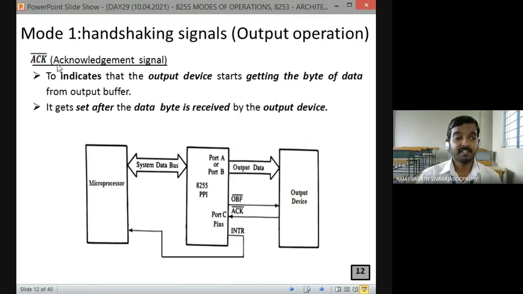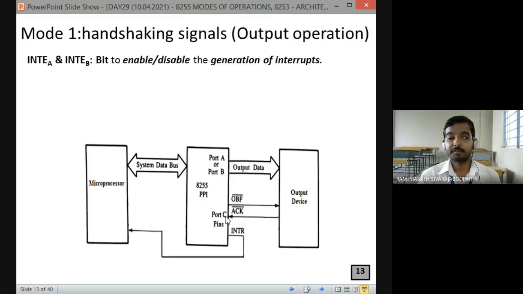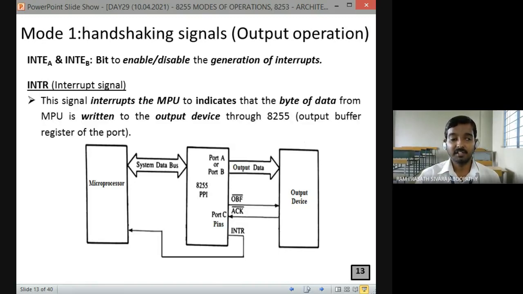So ACK signal thirumba eppo set aagum after the data byte is received by the output device? Gavanichingana, receive aga aarambicha udane acknowledgement signal enable aidum, and the output device data va receive panni mudichadhukku appuram it will reset the acknowledgement. That means what? If INTA flip flop or INTB flip flop set aayirundha, then interrupt signal is going to generate when OBF high la irundha, acknowledgement high la irundha. That means output buffer free aidichi, data receive aidichina acknowledgement signal high aidum. Fine. That is the thing.